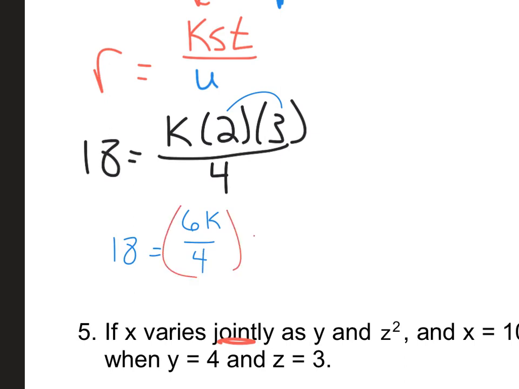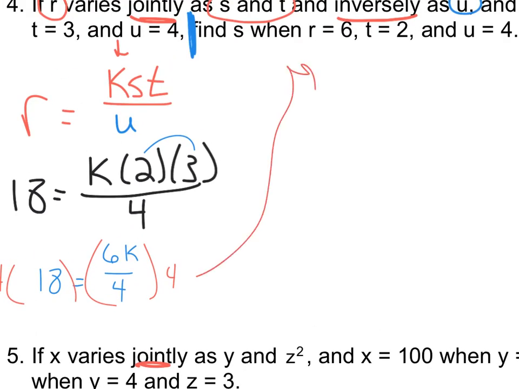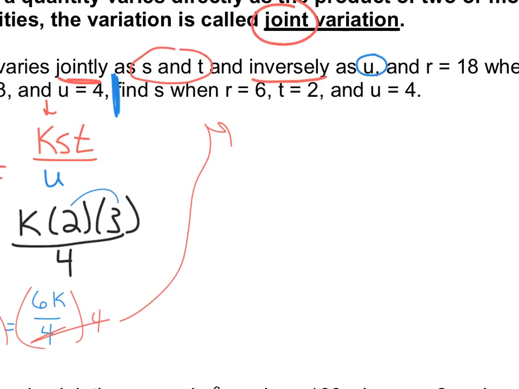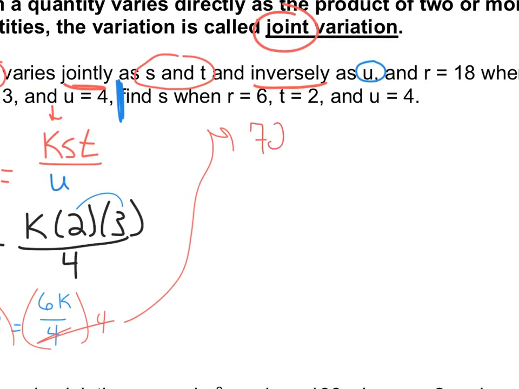I'm going to multiply both sides by the denominator. We've been doing that a lot. I'm going to come up here, guys. Okay, so I have both sides times 4. Let's see, 4 times 18 would be 72. And then I'd be left with the 6K. And then, of course, we divide by 6, and we get our K. I got 12.